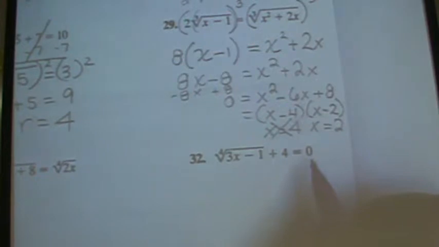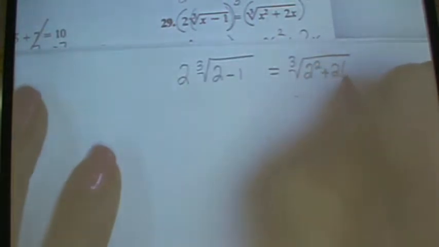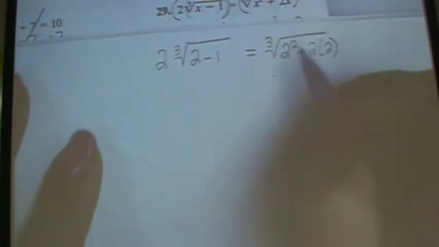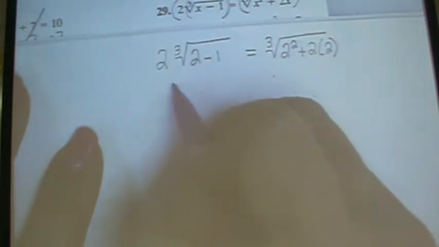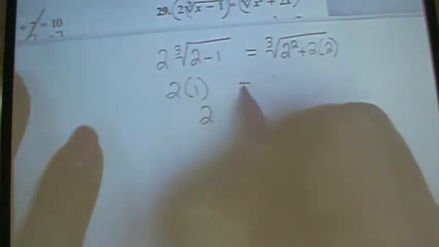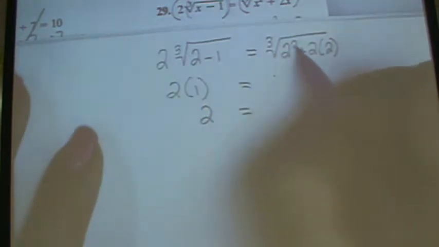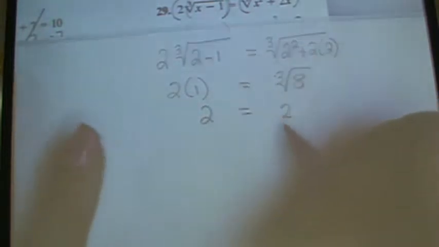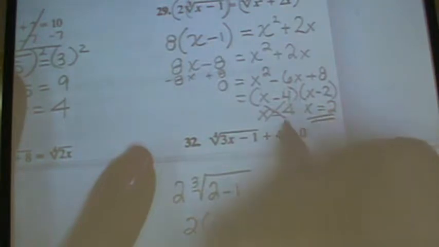Now if we try 2, if you plug the number 2 in, 2 times the cube root of 2 minus 1, does that equal the cube root of 2 squared plus 2 times 2? This one might work. So 2 minus 1 is 1, and the cube root of 1 is 1. So this is 2 times 1, which is 2. And this is going to be 2 times 2, which is 4. 4 plus 4 is 8. The cube root of 8 is 2. So this one works. That other one was extraneous.